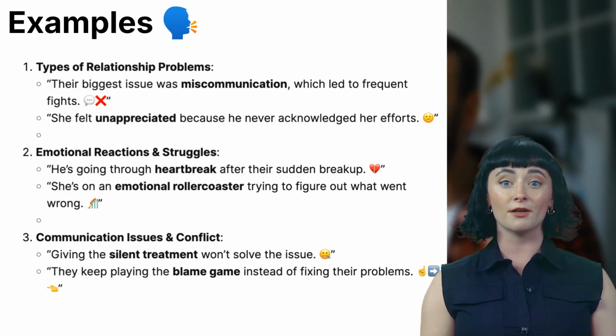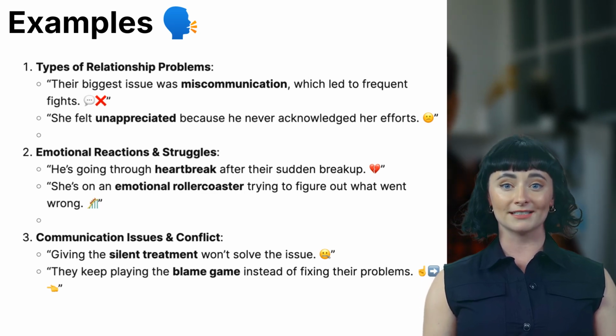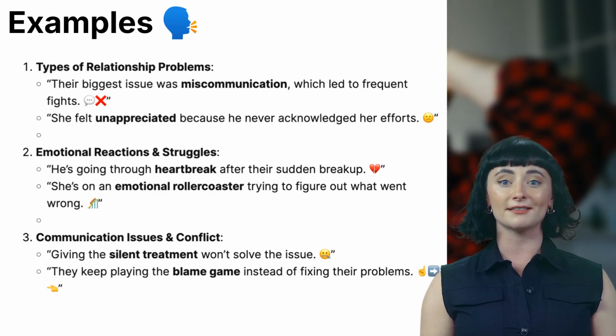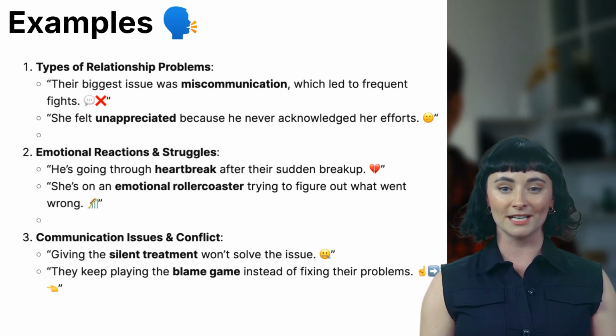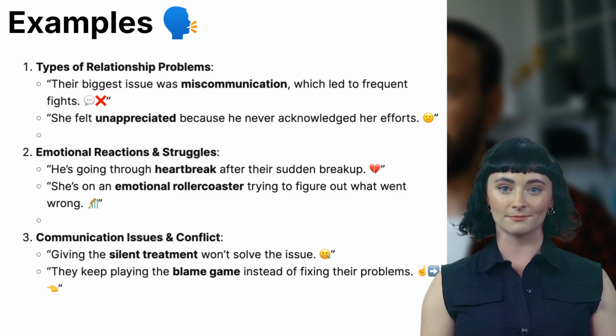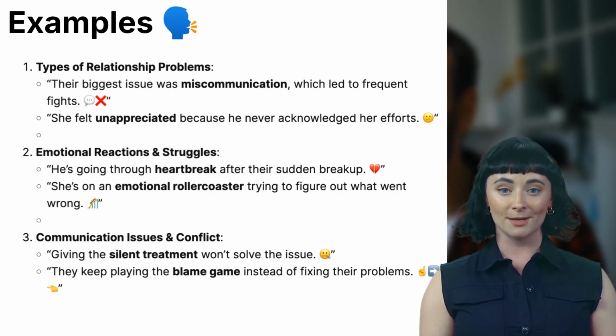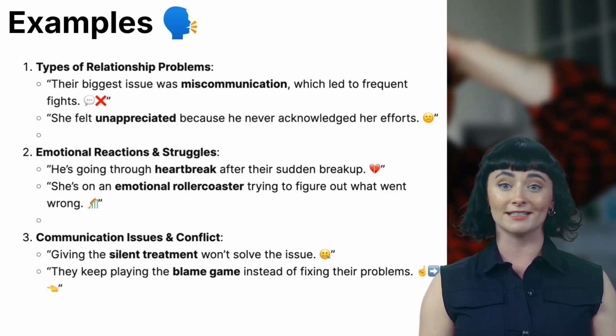She's on an emotional roller coaster trying to figure out what went wrong. This metaphor expresses intense ups and downs in how someone feels. It often applies after a conflict or breakup. 3. Communication issues and conflict. Giving the silent treatment won't solve the issue. This phrase describes refusing to speak as a form of punishment. It's a passive way to handle problems and can create distance.